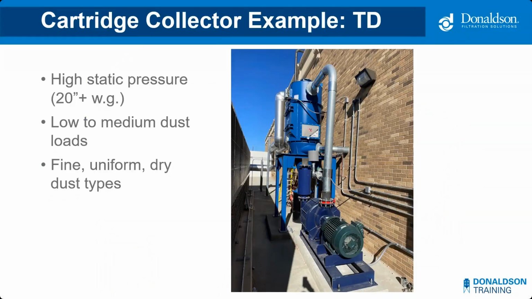Okay, so earlier I mentioned there are specific situations where we may select a vertically hung cartridge filter. Here's the example where that makes sense. In this case, we're dealing with an extremely high static pressure situation, so it's over 20 inches of water column. This is our TD collector. As I said, it's got vertically hung filters. Just like the DFE, it's best for low to medium dust loads and fine uniform dry dust types. As you can see, this one is a higher pressure.